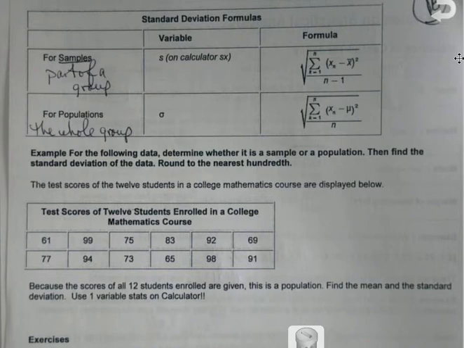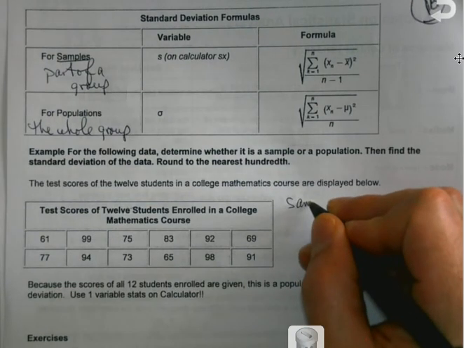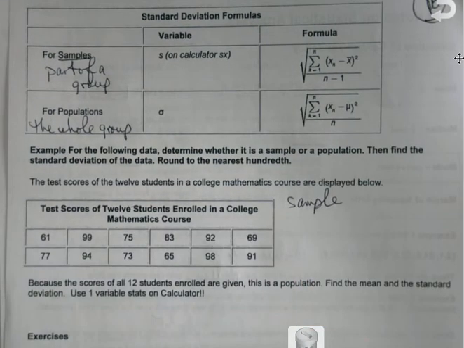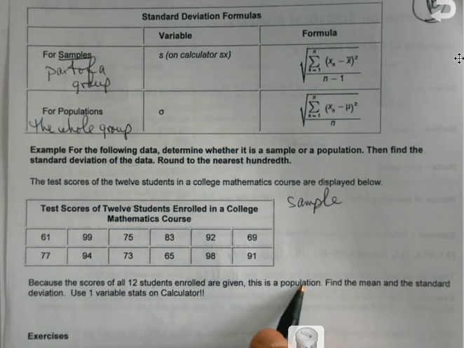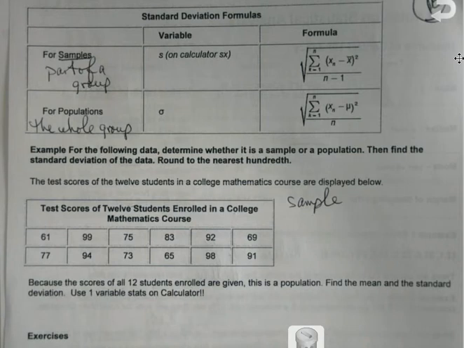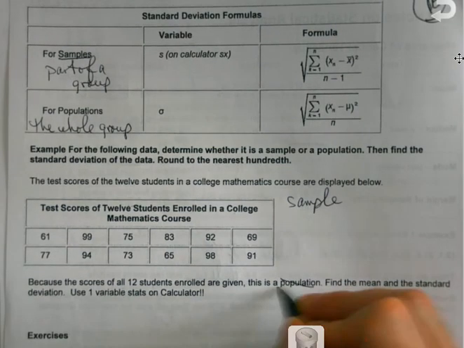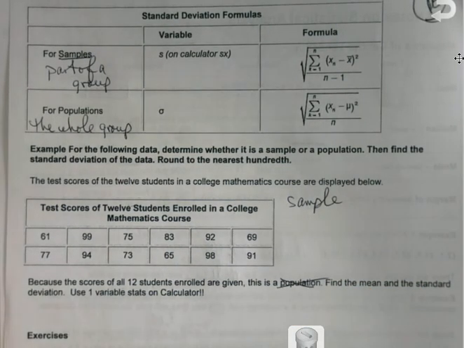So, when we take a look at our example down here, we have test scores of 12 students in a college math course. Is that going to be a sample or a population? Sample. Because we only have part of the class. It's not the whole class. So, like it says, because the 12 scores are given, now that's just funny to me, this is a population. I don't think so. But unless we found out there were only 12 students in the math class, then we could call it a population, but I still think sample's a better idea. So then, find the mean and the standard deviation.